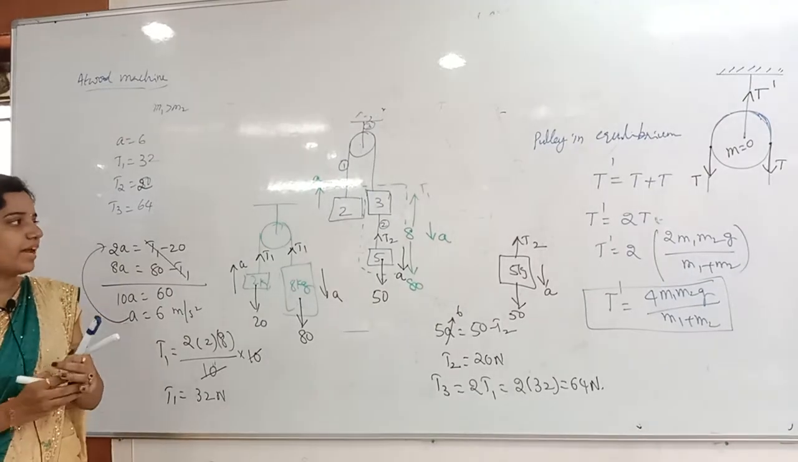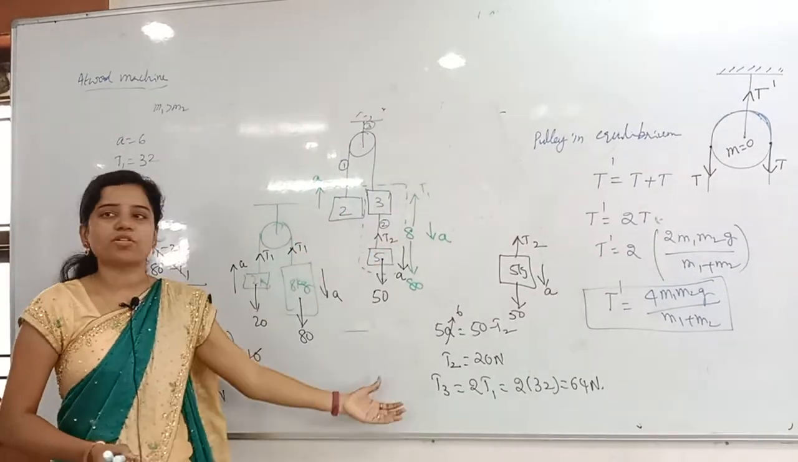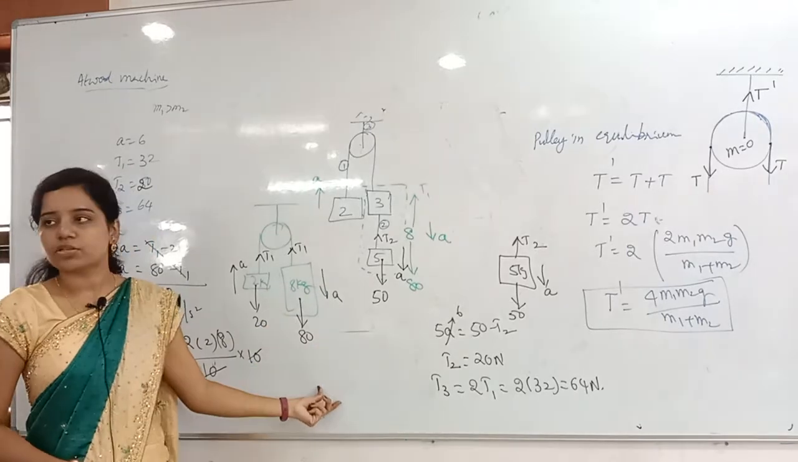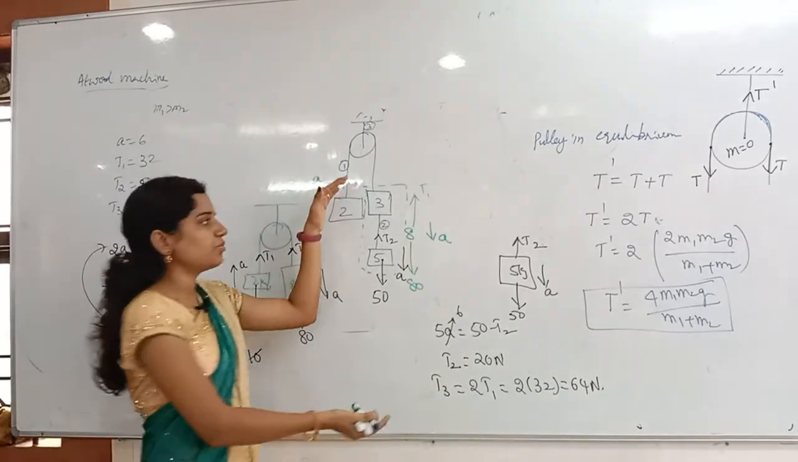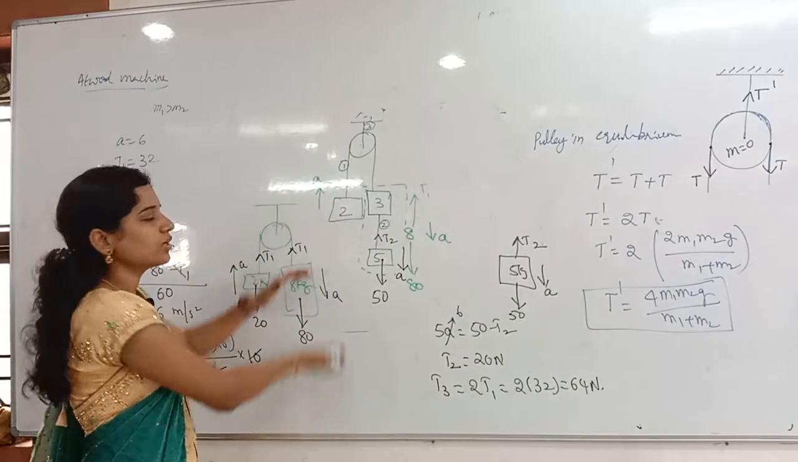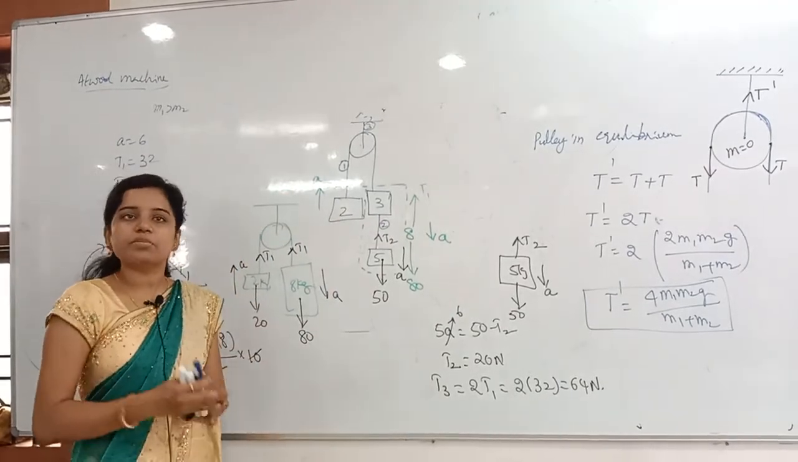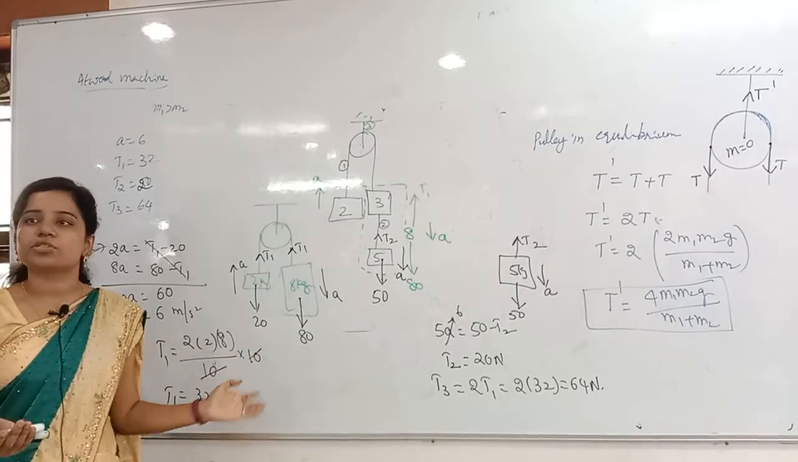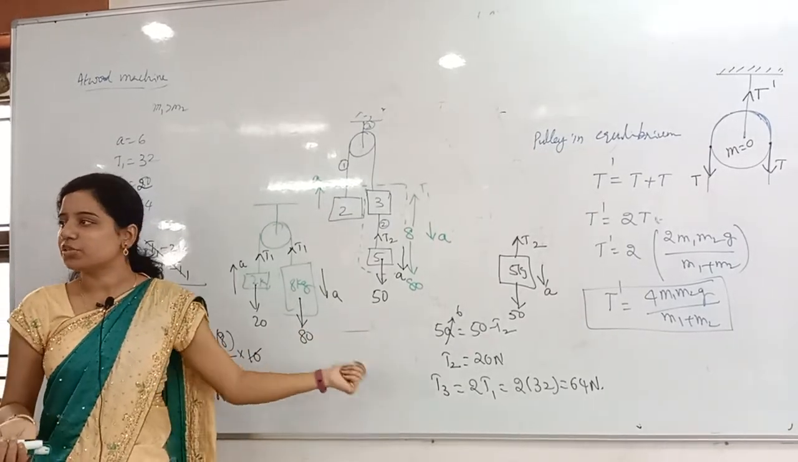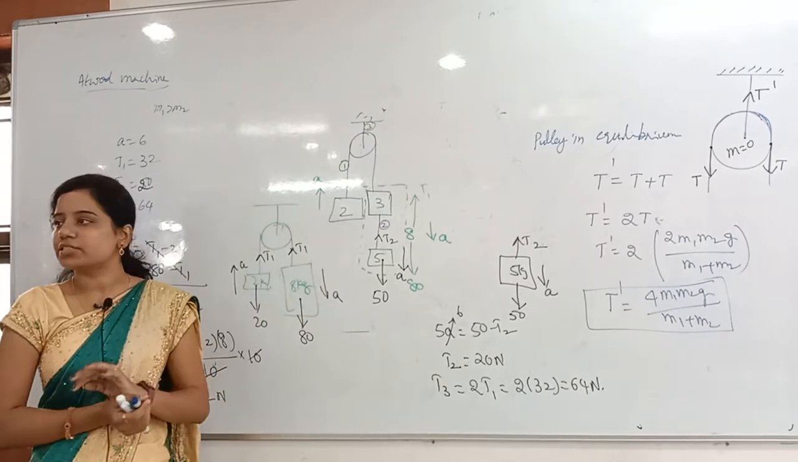Clear? So whenever they have given any number of blocks here, first of all, take all as a single block only. All the right side blocks are a single block and all the left side blocks are a single block only. At that time, it will form the perfect Atwood machine. You already know the formula. A is equals to (m1 minus m2) by (m1 plus m2) into g. So that we can get the acceleration easily.